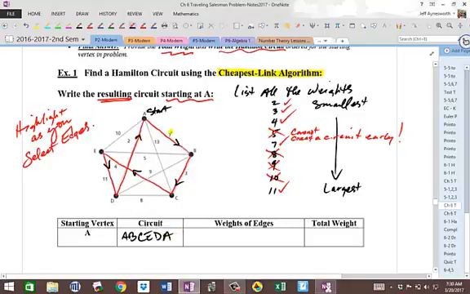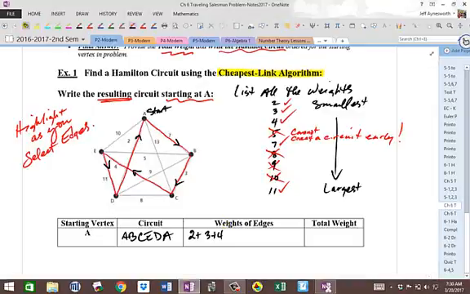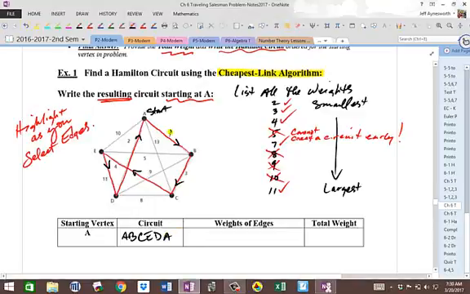Okay, so what would the weights be? I was reading my list here. I'm going to do it according to the circuit I wrote. Okay, so here we go. 7 plus 3 plus 4 plus 11. And then back up to A, so plus 2 more. If you add up those, let me see, you got 10 and 14, 25, 27. Okay, so you got a total weight of 27.